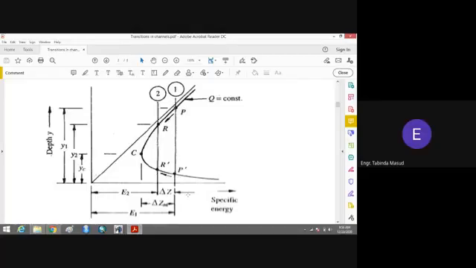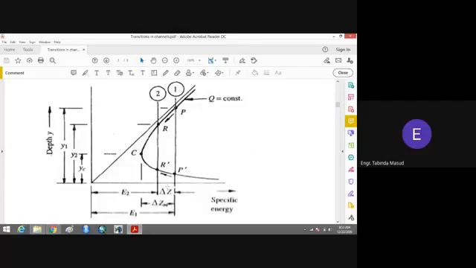Okay, and what's the difference between the two energies? Here we have energy E1 and here we have energy E2. And what is the difference between the two energies? The difference between the two energies is delta Z, that is the height of the hump.